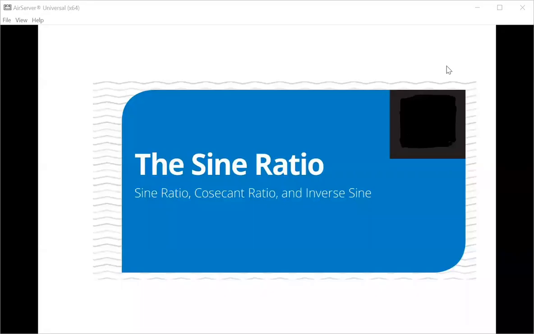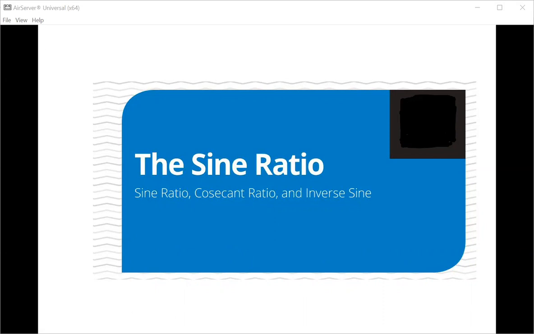This is the lesson: the sine ratio, cosecant ratio, and inverse sine. By now, using right triangles, we have explored the relationship, given a reference angle, between the length of the side that's opposite to the length of the side that is adjacent, and we call that our tangent ratio.